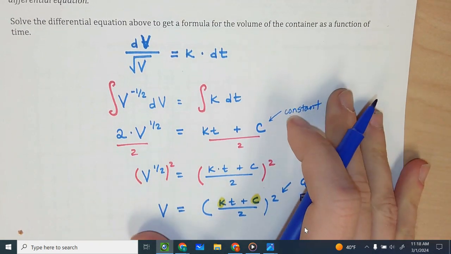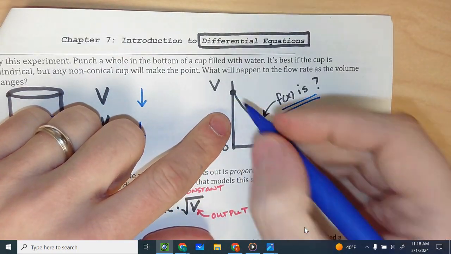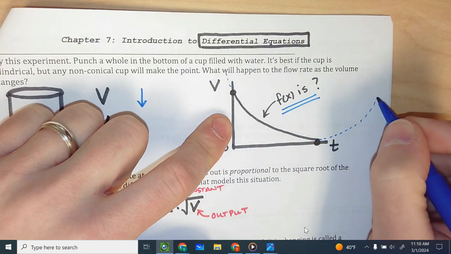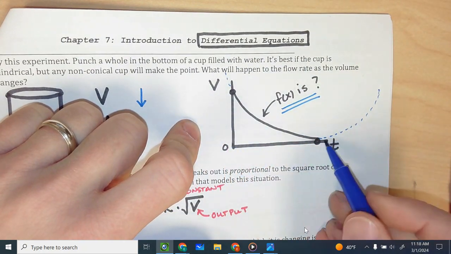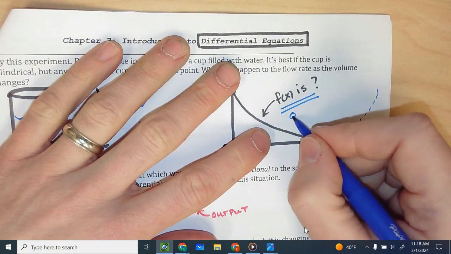But I'd like to note that this actually makes a lot of sense, because if you look back here, can you guys see that this right here is in fact a section of a parabola? So f of x is quadratic.